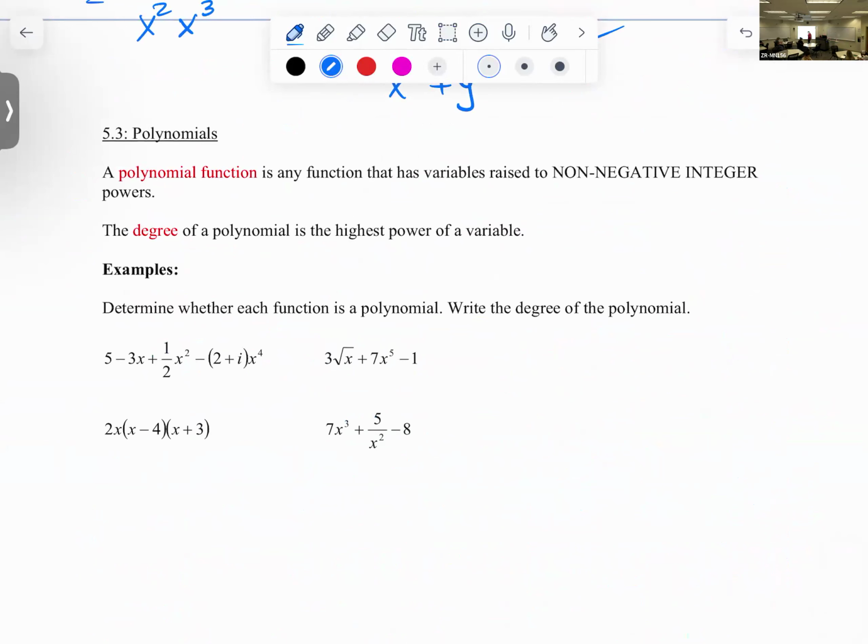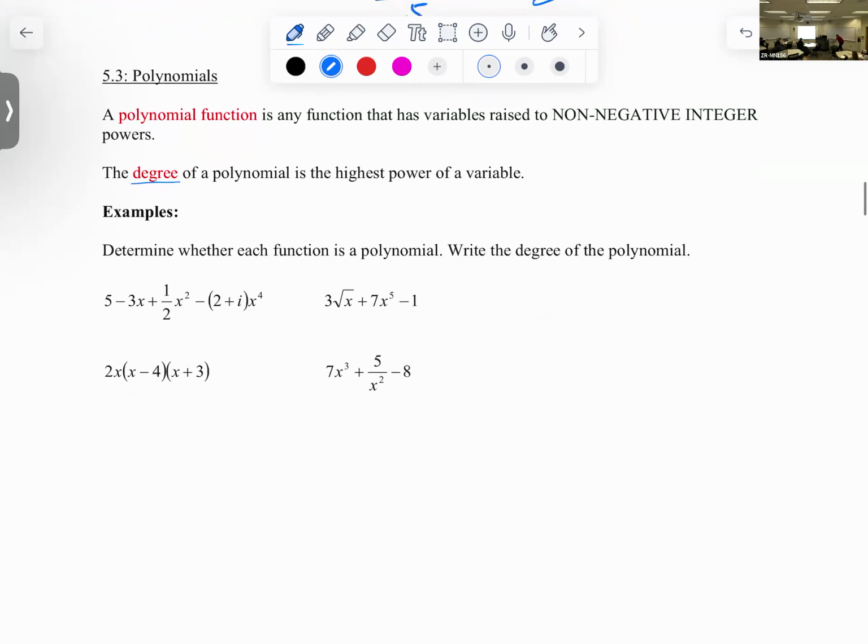Last little bit. So finally, polynomials. Polynomials are going to be all about using all those rules of exponents. But in order to determine what a polynomial is, we need now the official definition. The official definition of a polynomial is a function with variables raised to non-negative integer powers. So that's why we needed to make sure we're on board with what a negative power represents. And then the highest power of the variable is what is known as the degree of the polynomial.